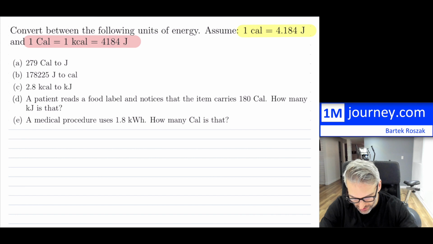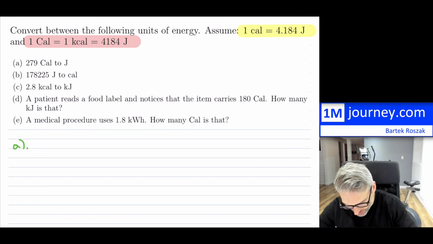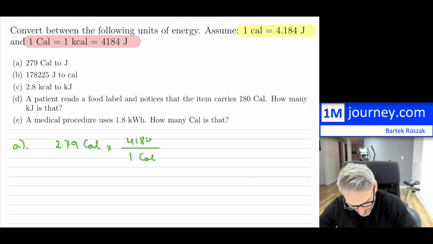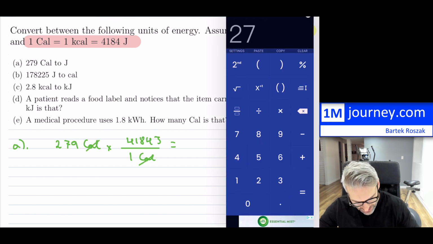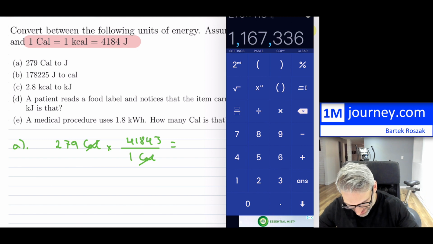All right, so here's the other conversion ratios. Okay, so let's try all of these. So for part A, we have 279 calories to joules. So we have 279, this is calories. If you want to convert this back to joules, again, this is not very difficult. So we have 1 calorie, this is 4184 joules, so the calories cancel. And we can find out that this is 279 multiplied by 4184 equals, all right, so it's a monstrous amount in there.